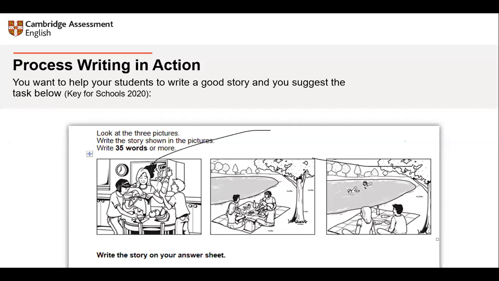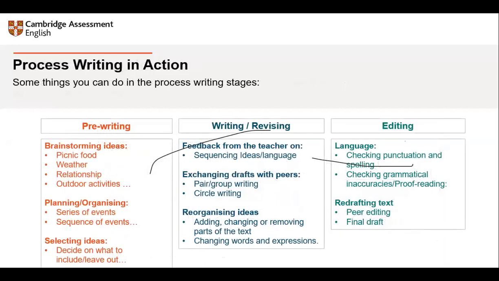So if we are setting them this task, then we need to consider the stages for them to do this remotely. So for example, in the pre-writing phase, we will need things like brainstorming, and then we need to plan things, and then we need to select ideas. And then by doing this remotely, we have to consider how we're going to do the brainstorming of ideas.